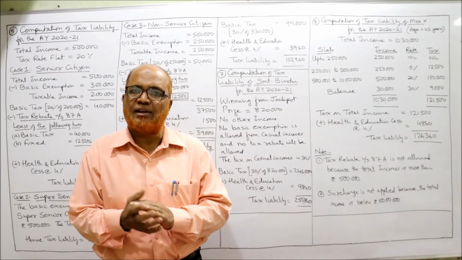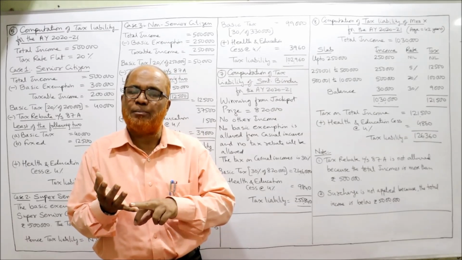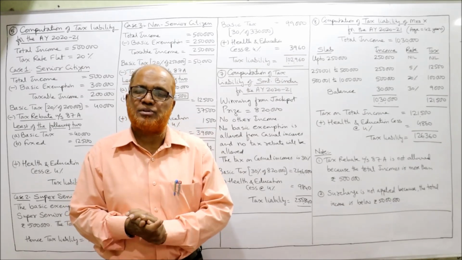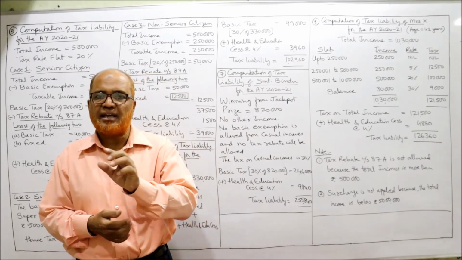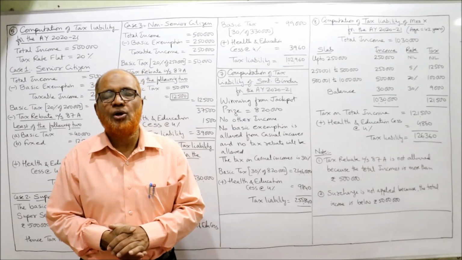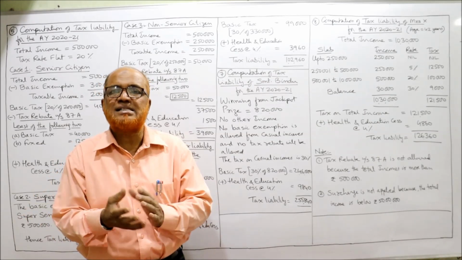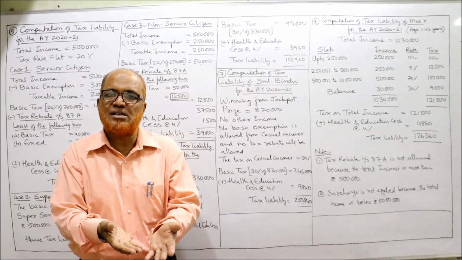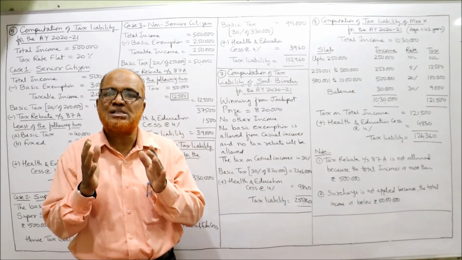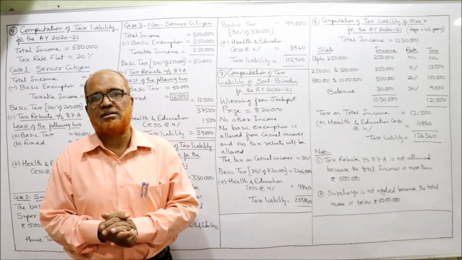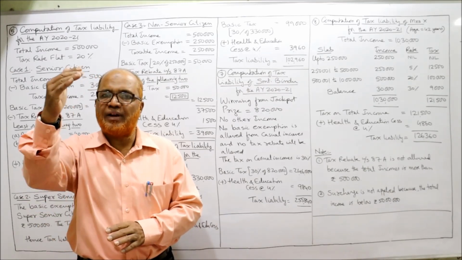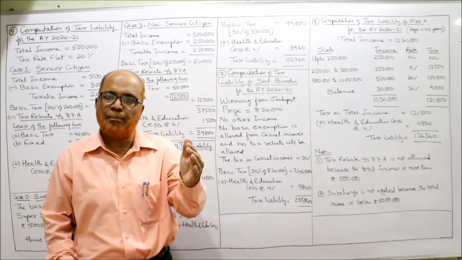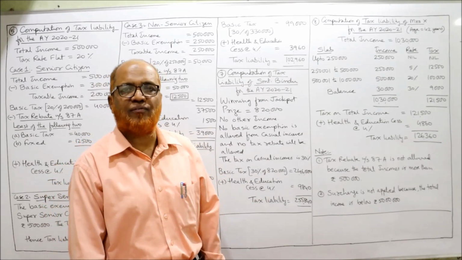Two different types are there, flat rate and slab system. Flat rate will be applied on casual incomes and special incomes. For normal income we apply the slab system. If nothing is given in the problem, we assume it is a normal income, so the slab system will be applied. Slab system means different levels, different rates of tax. Up to different levels of income, we have different rates of tax.